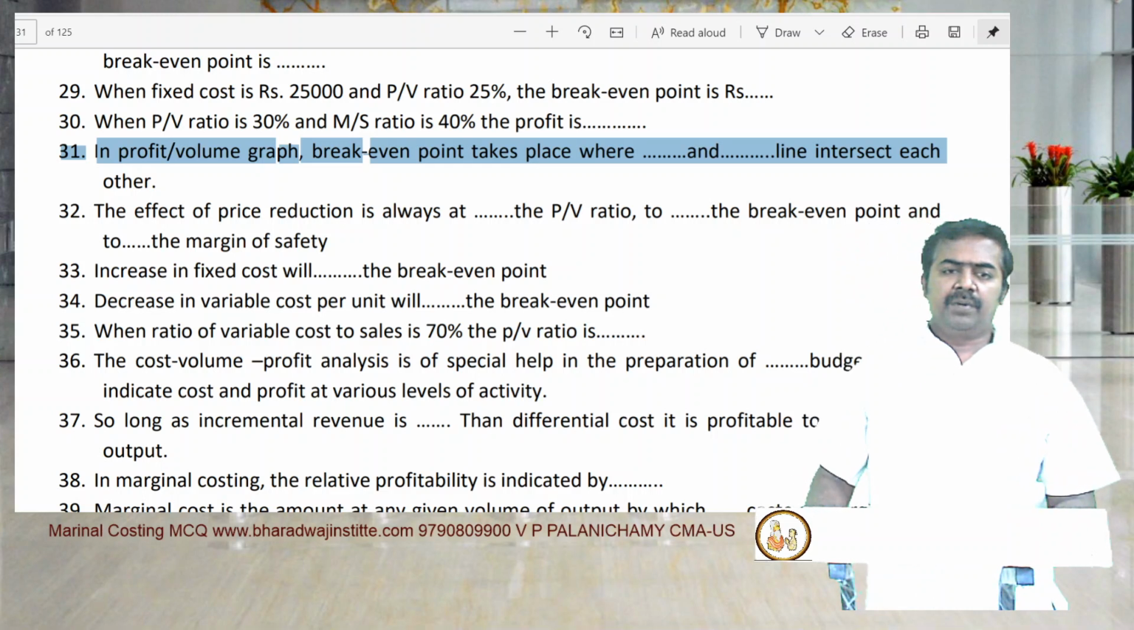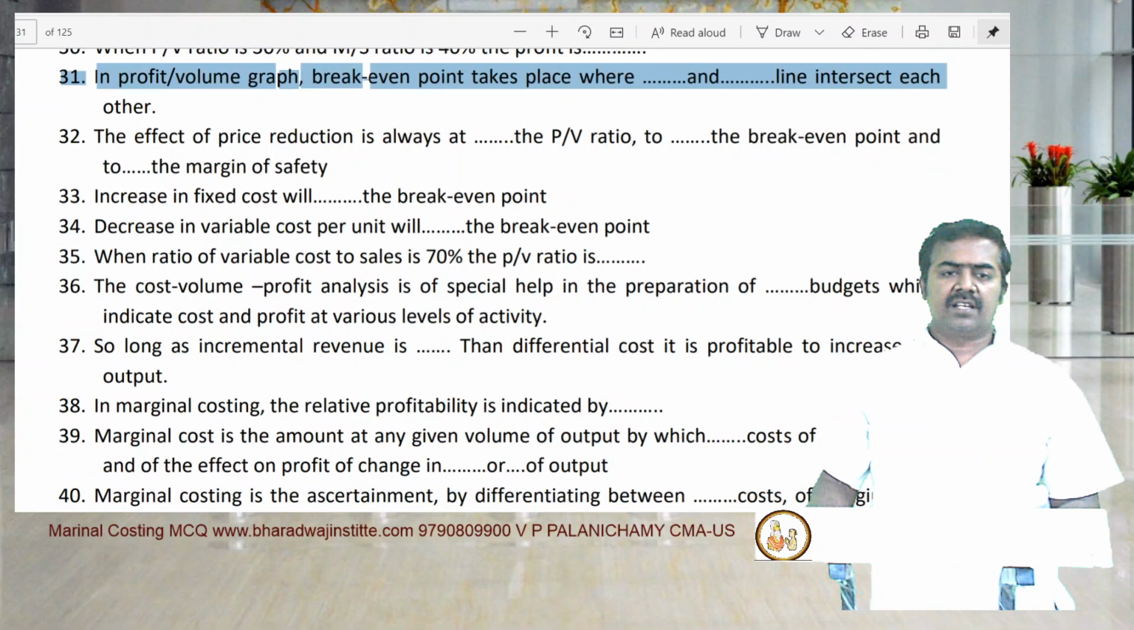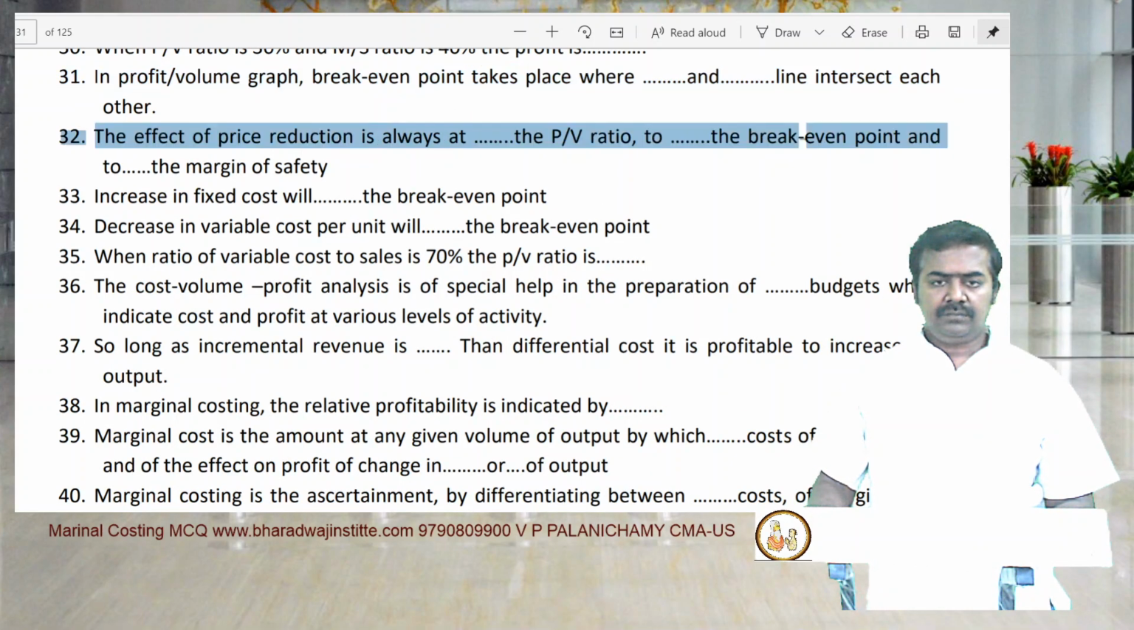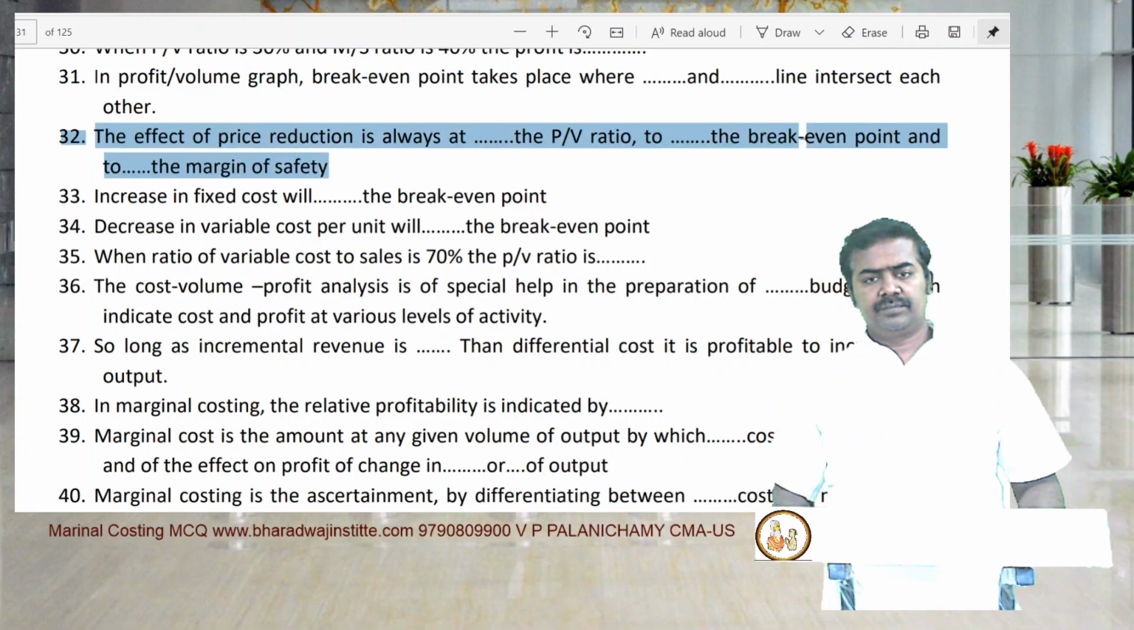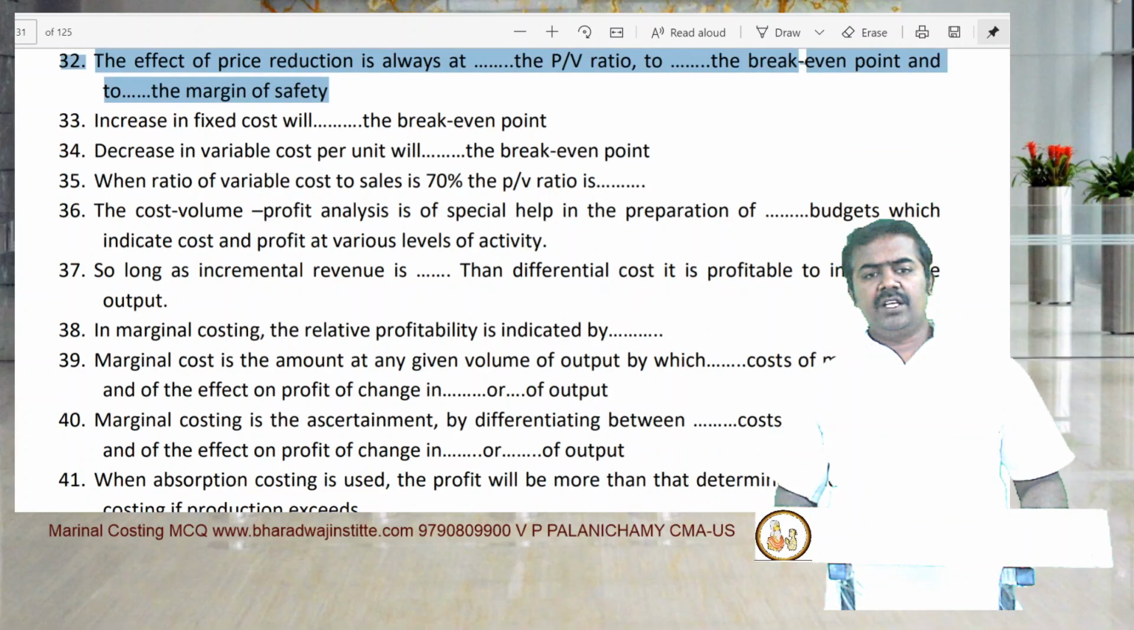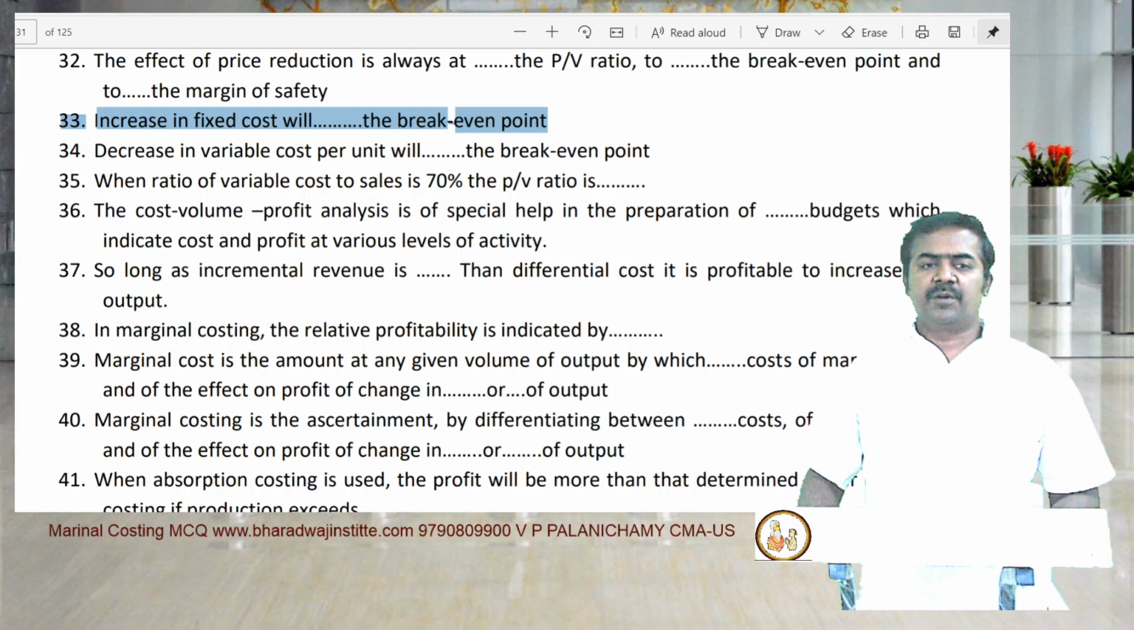In break-even graph, break-even sales takes place when total cost line and total sales line intersect each other. Ignore this question, it is a wrong question. Increase in fixed cost will increase the break-even point.